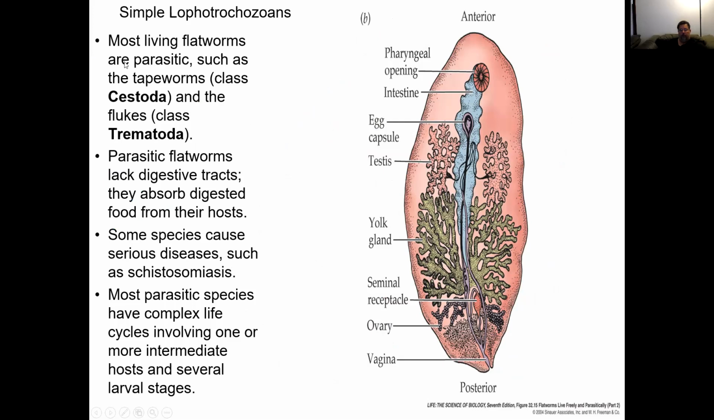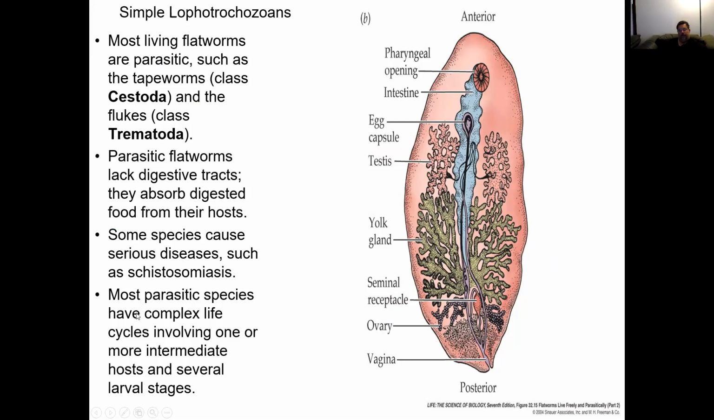Most living flatworms are parasitic, such as tapeworms. Cestoda is the name of the class. Remember, kingdom, phylum, class, order. And flukes are known as Trematoda. If you take a parasite class with Dr. Meagher, you might get to learn more about them. But the parasitic flatworms lack a digestive tract and they absorb their nutrients from their host directly. Some species cause some serious diseases.